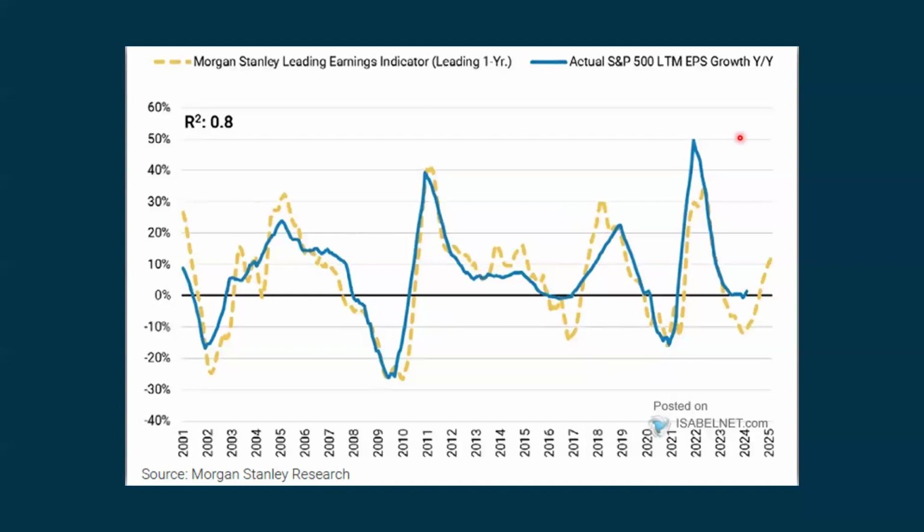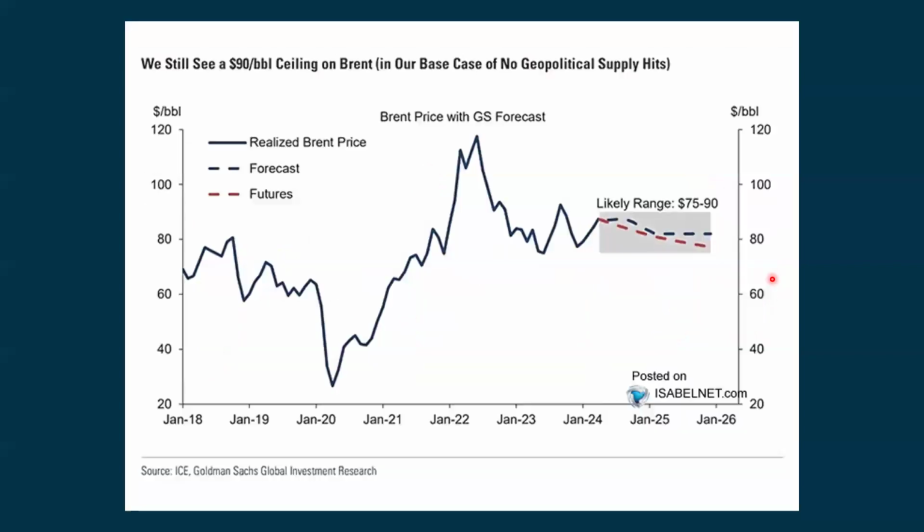Then we look at the leading earnings indicator where we have the blue line and it's starting to come back up, showing some positive growth here on a year-over-year basis. And then this is Morgan Stanley and they think that earnings are going to continue to look good going forward. So this could justify higher stock prices.